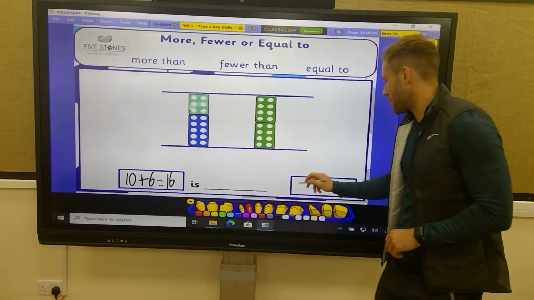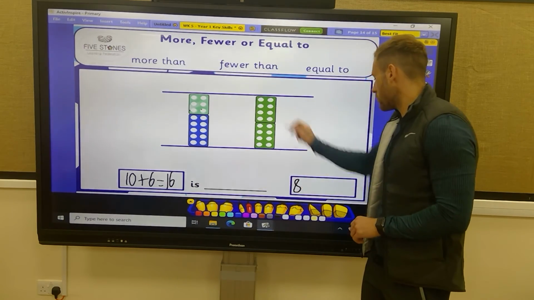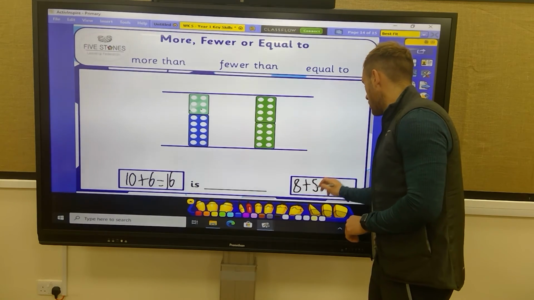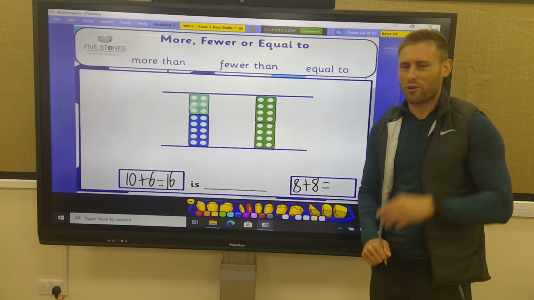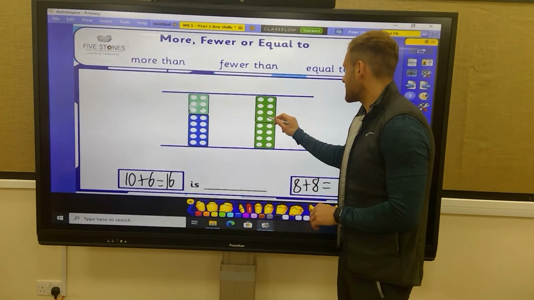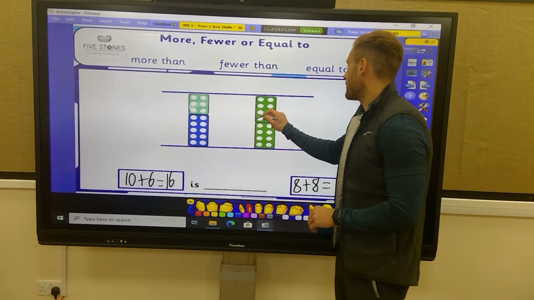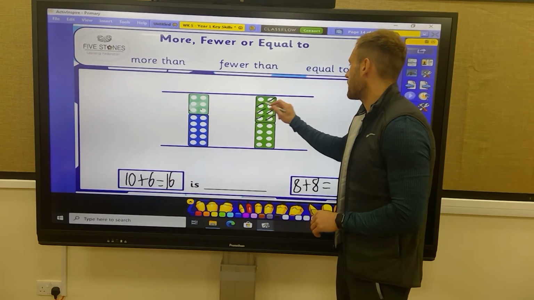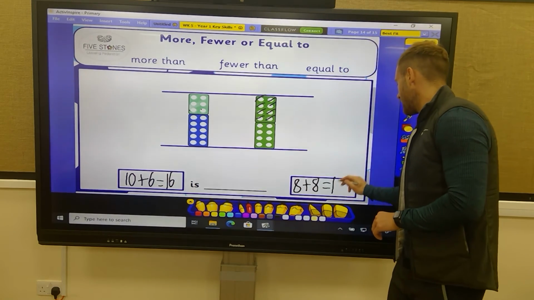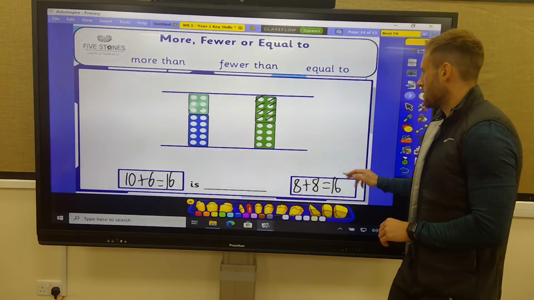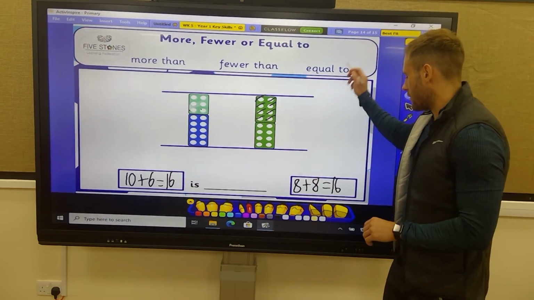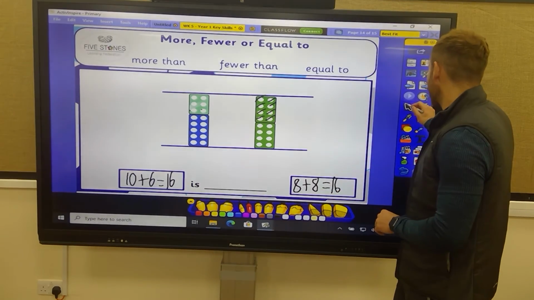Oh, we've got the numerical shape of 8. And another one of 8. What's double 8? Yes, some of you know, but let some of us check. 8, 9, 10, 11, 12, 13, 14, 15, 16. So we've got 16 is more than, fewer than, or equal to 16.